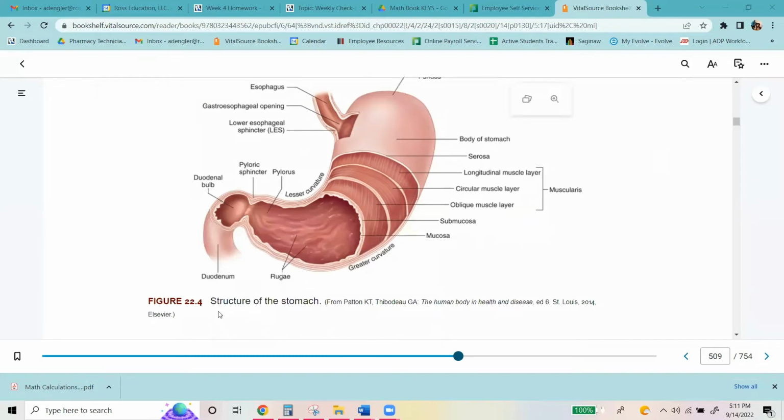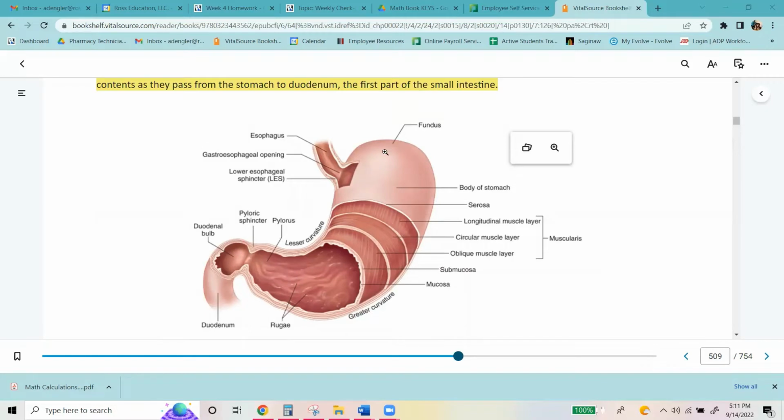So this Figure 22.4 is the structure of the stomach. You can see here's the esophagus going into the stomach. Here is the lower esophageal sphincter. So that is a little sphincter that opens up and closes, so that way stomach acid doesn't back up into the esophagus.